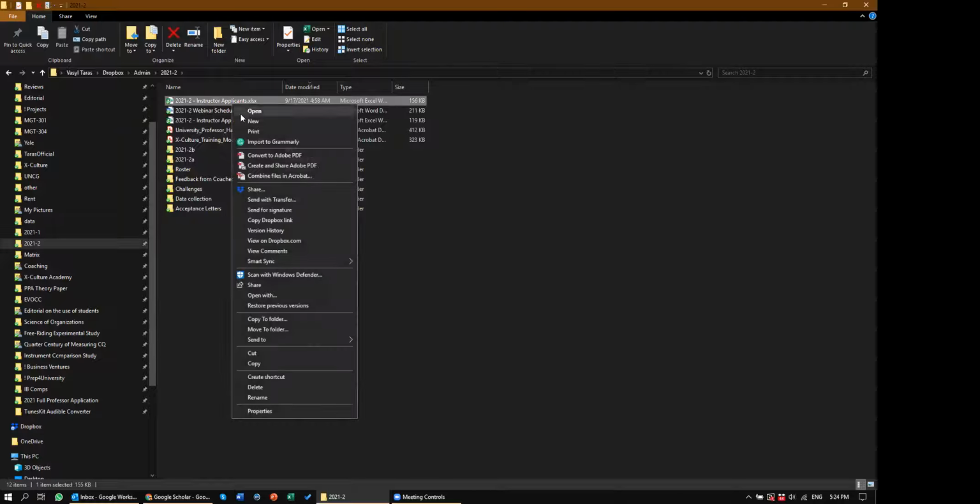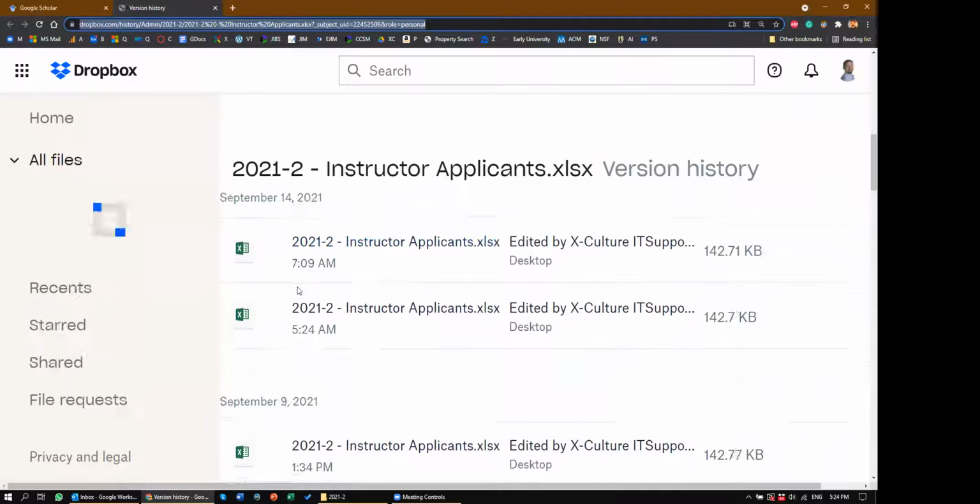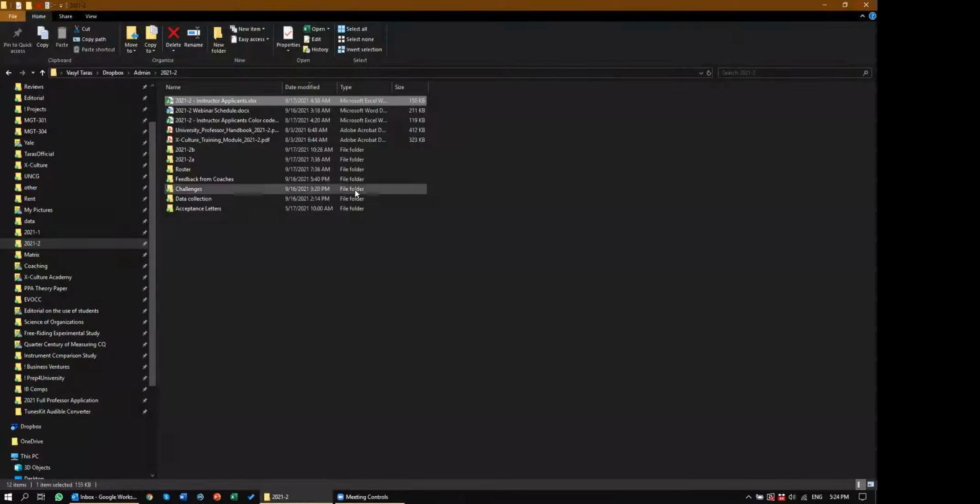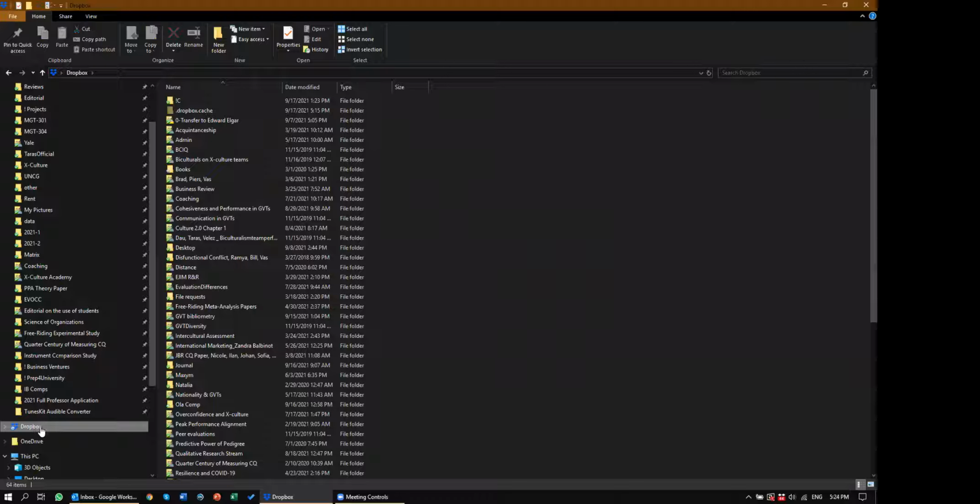If I go to view in Dropbox, version history, it will contain hundreds of versions. If I want to restore any version from, say, August 29, I just click and restore. Often I make some inadvertent change or delete the file. It keeps it in memory online for a long time, not on my hard drive. But ultimately, it will be Dropbox here.